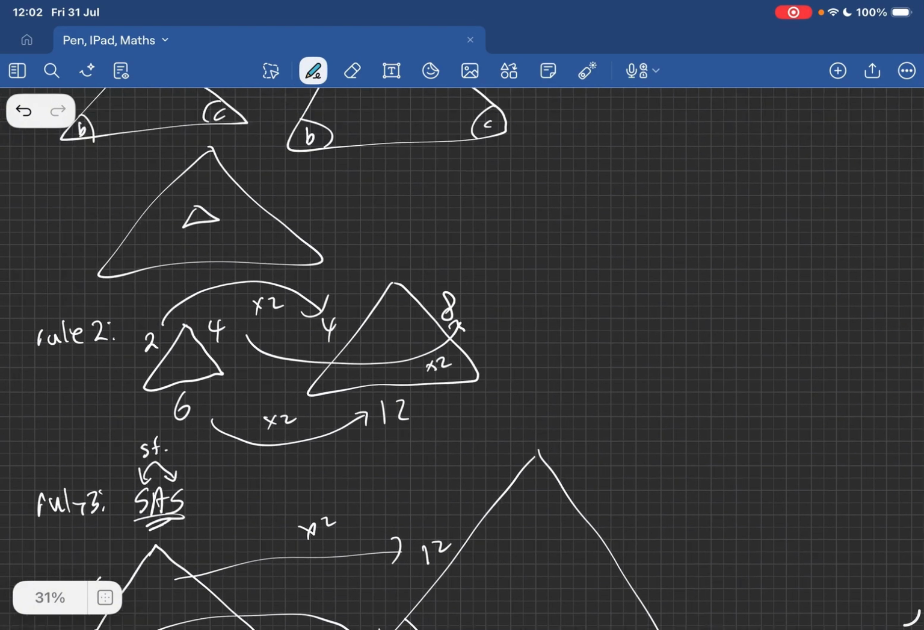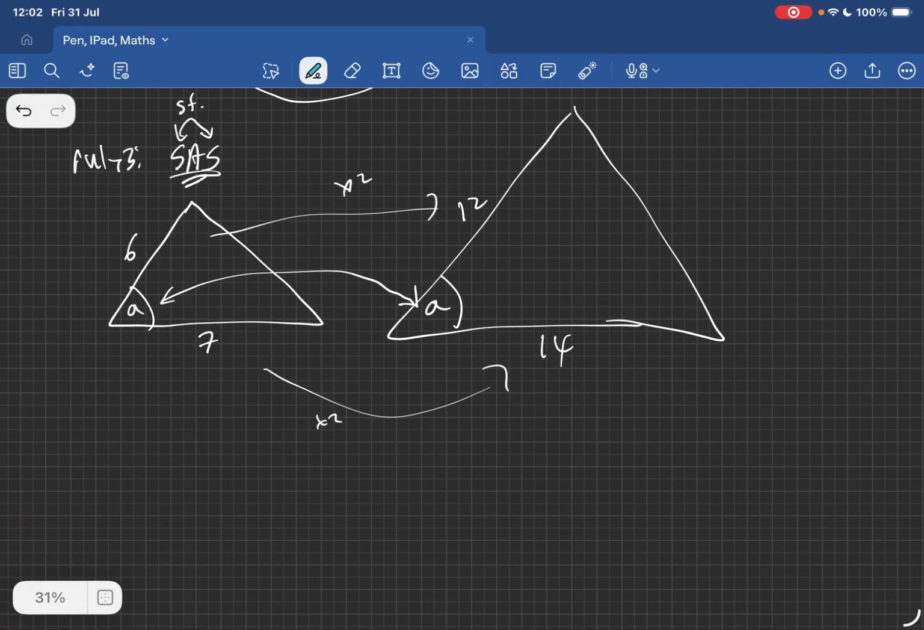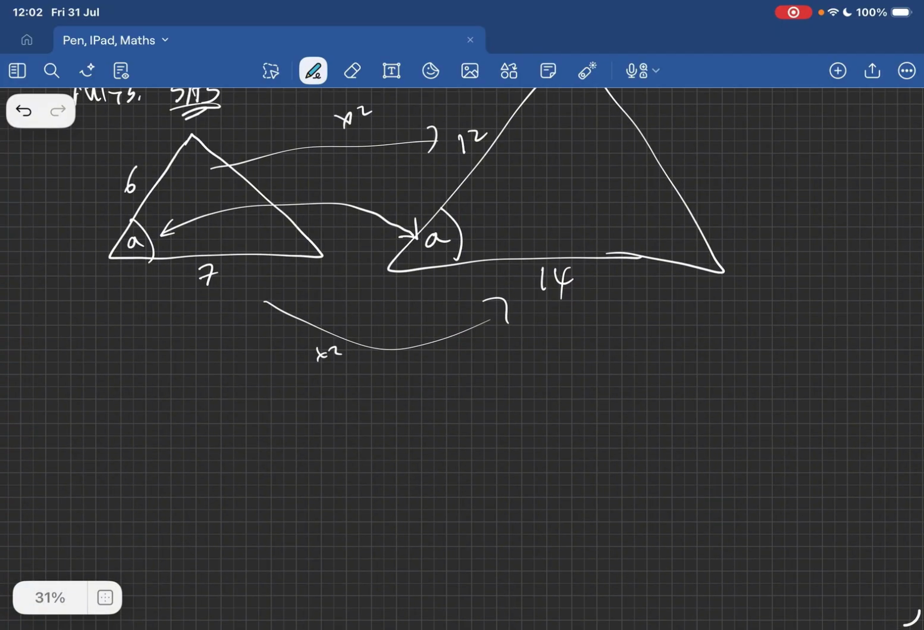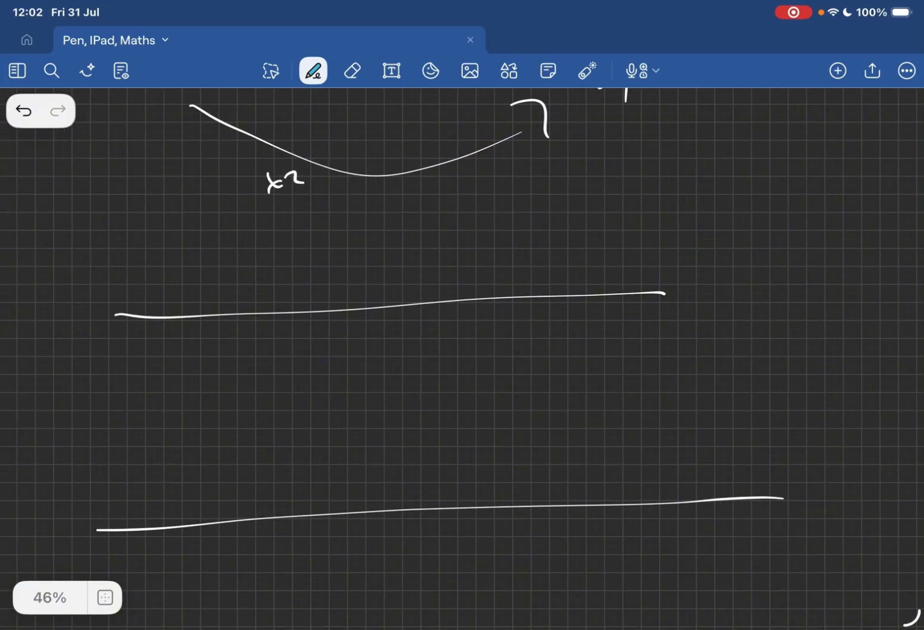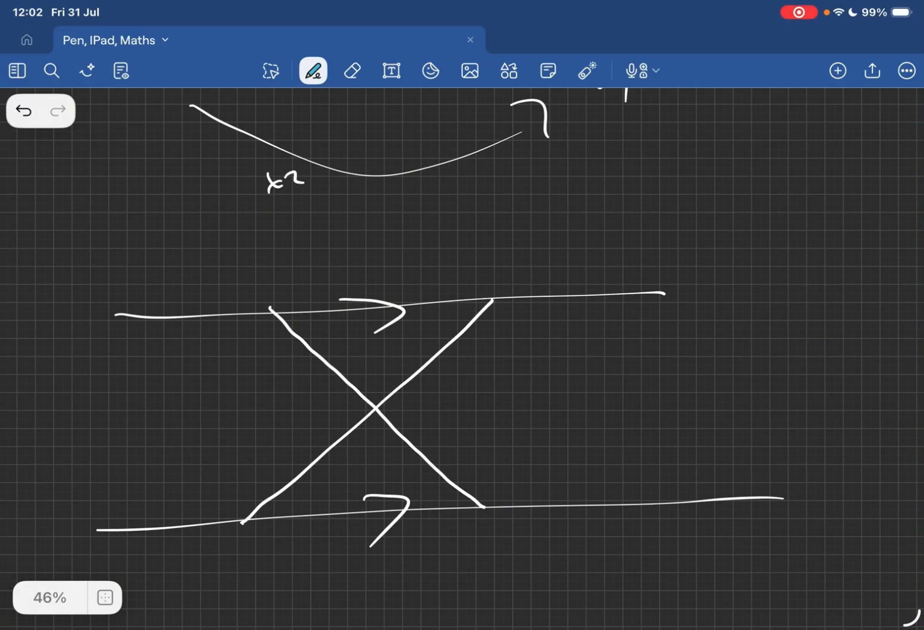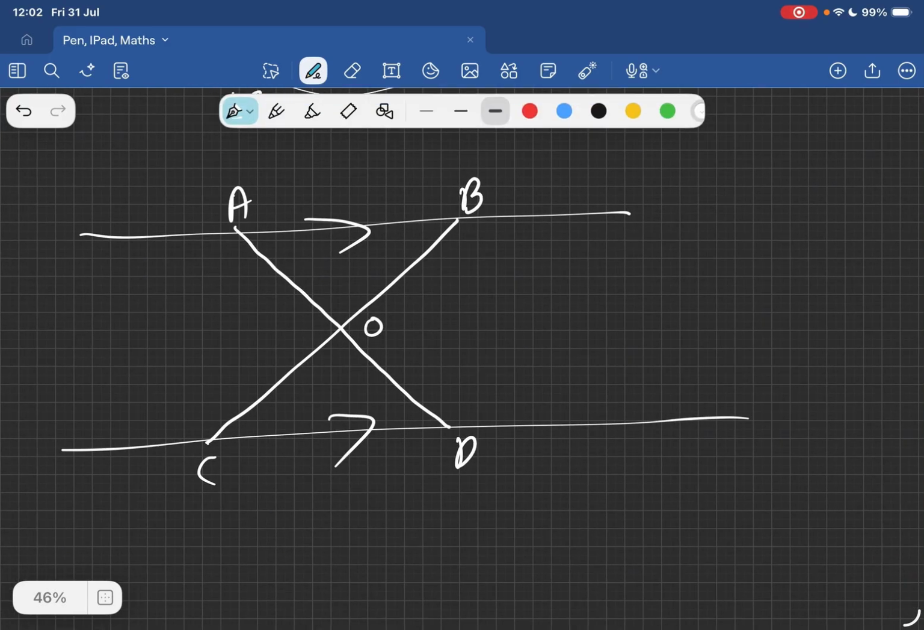So those are your three rules that you're looking for when you're saying if two shapes are similar or not. Let's look at some examples. Let's pretend you've got two parallel lines, and then we've got these two straight lines going through here. Let's label these A, B, origin, C, D. We need to see if these two triangles that we've made are similar or not.